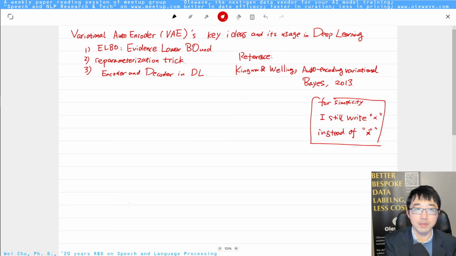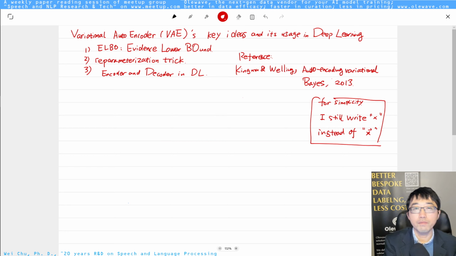First, we start off with its key idea, ELBO, and we will also illustrate what the reparameterization trick is. We will also explain how you apply the concept of encoder and decoder in deep learning together with VAE.